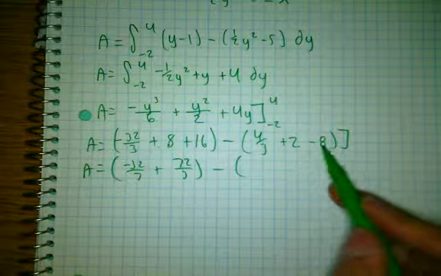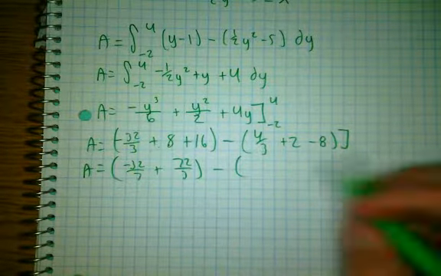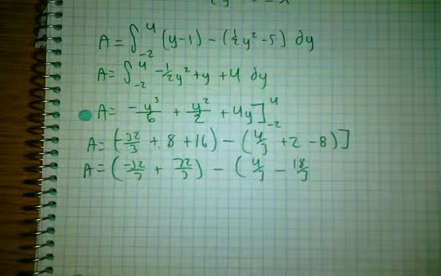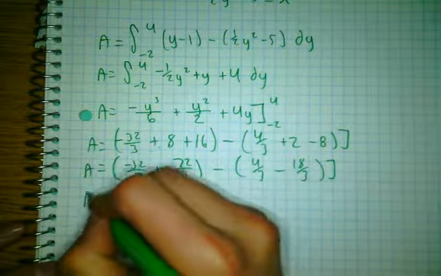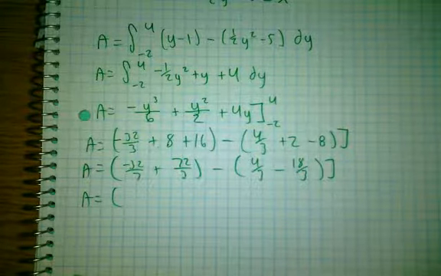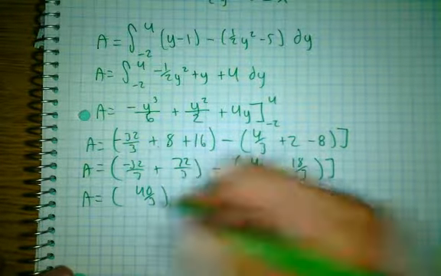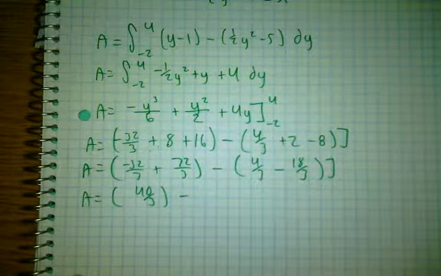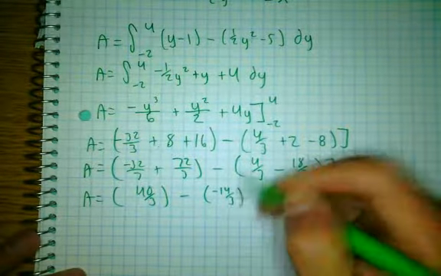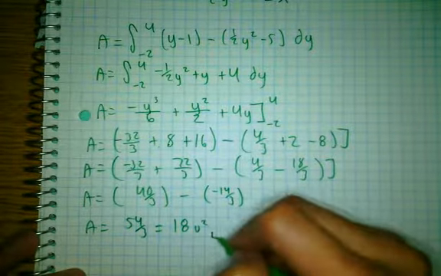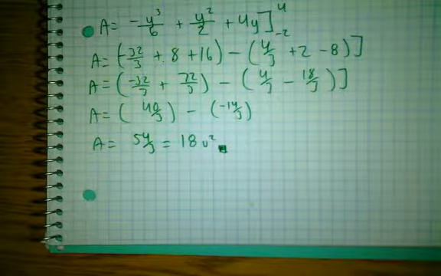Minus, okay, right here we have negative 6, right? In terms of thirds, what are we talking about? 18, right? Cool. Area equals, alright, what's 72 minus 32? So it's 40 over 3, right? Minus, okay, 14 over 3. Negative 14 over 3, right? That's 54 over 3, which is 18. It is 18 units squared, which is exactly what we obtained using the other method. Agreed?